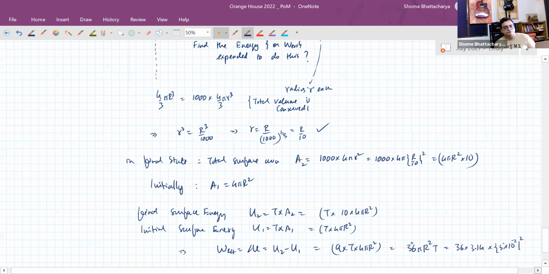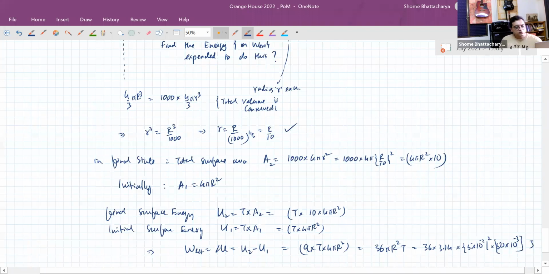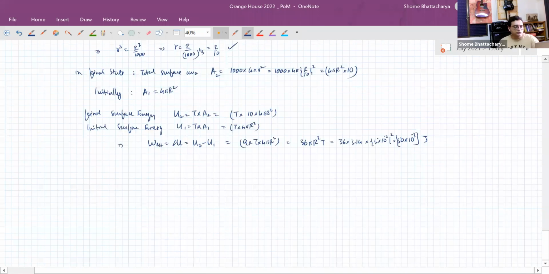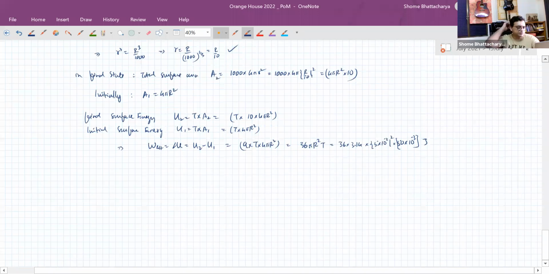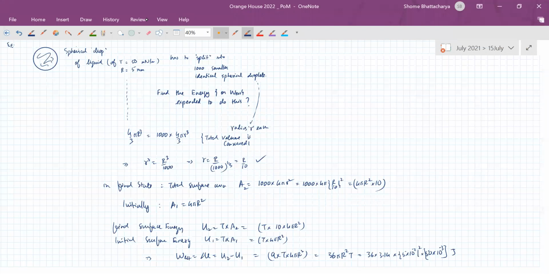So this value will be in joules because I have reduced everything to SI unit. So this little additional part to the problem where we have to do the volume conservation to understand what is the new radius for the smaller droplets, and from that only we can calculate how much the surface energy is increasing by. It's increasing by a factor of 10. It becomes 10 times the initial surface energy. So the change is equal to 9 times the initial surface energy.